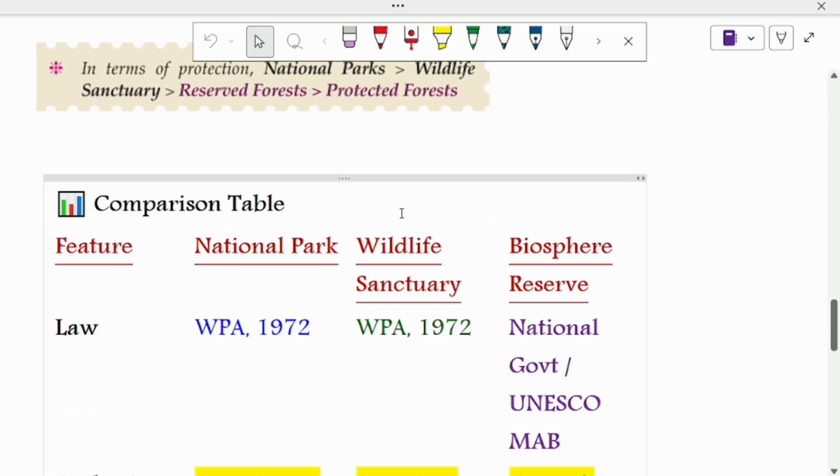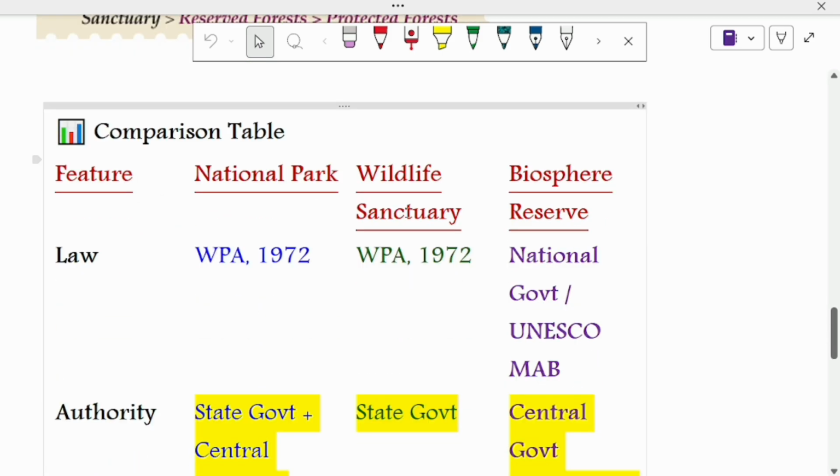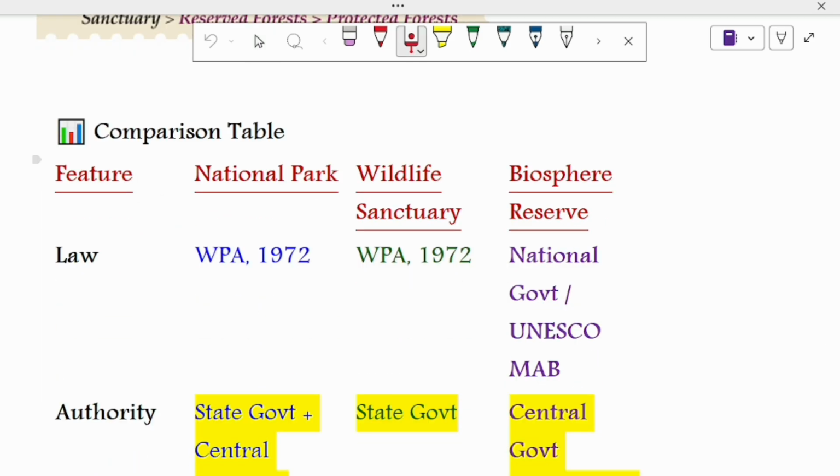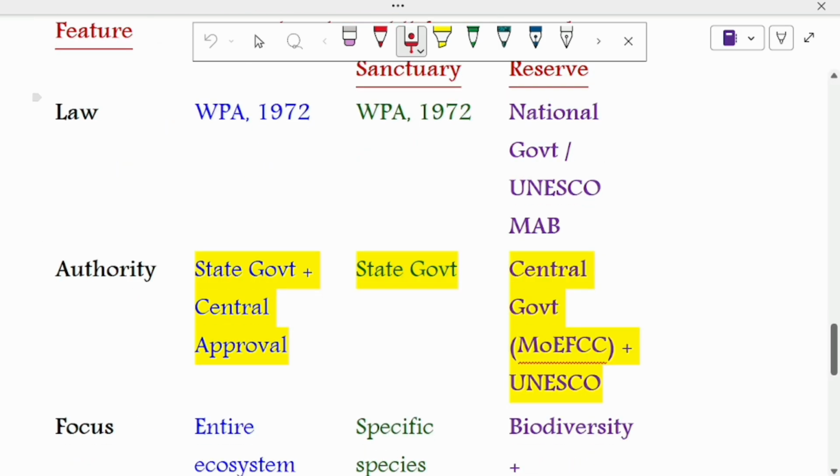Now we are comparing national park, wildlife sanctuary, and biosphere reserve. Law: national parks are governed by the Wildlife Protection Act 1972, the same for wildlife sanctuaries, and for biosphere reserves the national government, UNESCO and MAB. Authority: for national parks, the state government and the Centre approve; for wildlife sanctuaries, the state government; for biosphere reserves, the central government, MoEFCC and UNESCO.